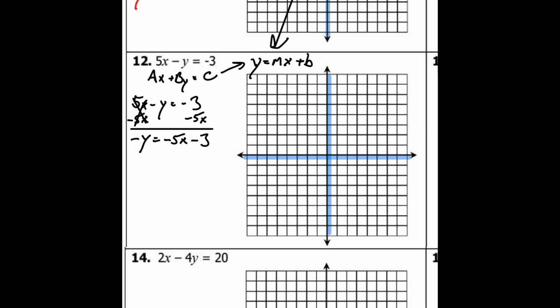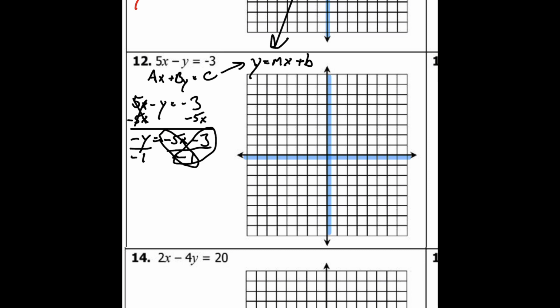I'm almost to where I need to be. I want it to say y equals. It says negative y equals. To get rid of that negative 1 in front of the y, I just have to divide by negative 1. And whatever I do on the right side, I'm going to do to the left side, so I'm going to divide by negative 1. Everything on the right side gets divided by negative 1. My negative 5 gets divided by negative 1, and my negative 3 gets divided by negative 1.